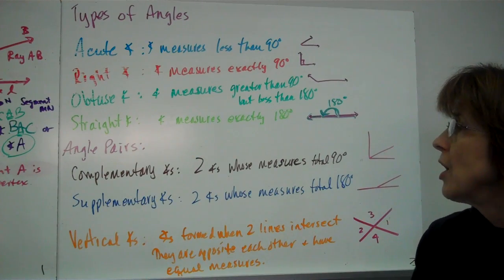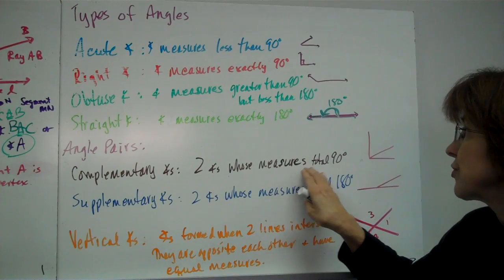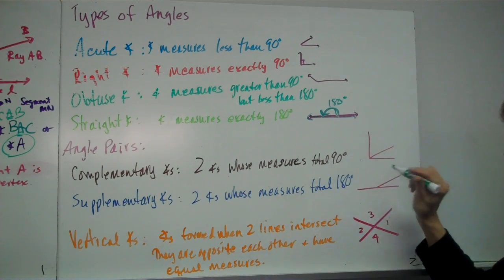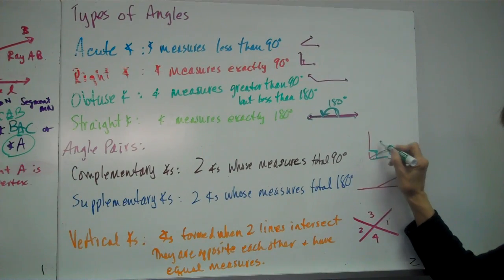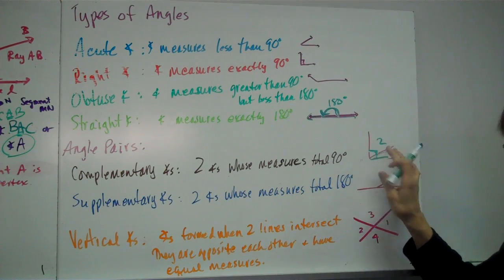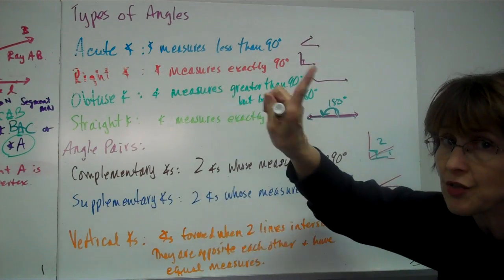Okay, now we have angle pairs. Complementary angles are two angles whose measures total 90 degrees. So they would fit inside of one of these things that has a box. These are two: this is one angle, angle 1, angle 2. Those are two angles. To be a pair of angles, you have to have two angles. This is just one angle, the definition of one angle.